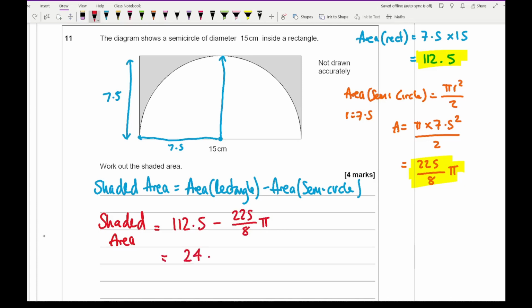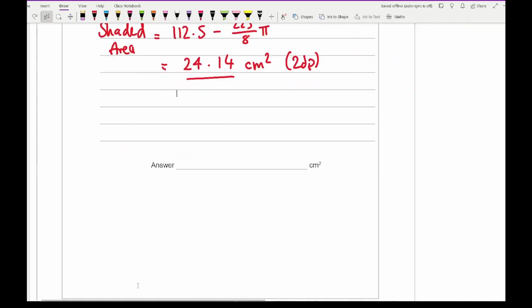But your final answer should look something like this. And that's been rounded to 2 decimal places. Now, if you round it to 1 decimal place, that's absolutely fine. Just make sure you are writing whatever you have rounded your answer to.